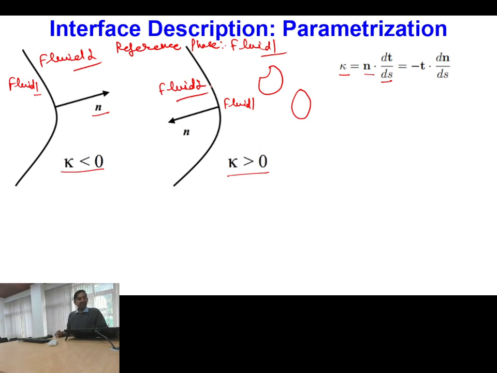Using this we can fix the direction of the normal. The normal will always point away from the reference phase, which is fluid 1 for our case. And if, in the direction of the normal, the interface is folding, then curvature will be positive, otherwise it will be negative.